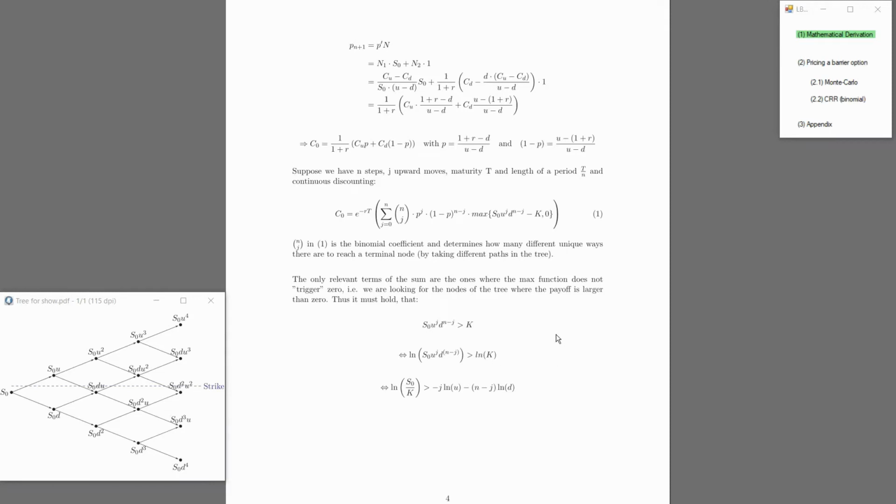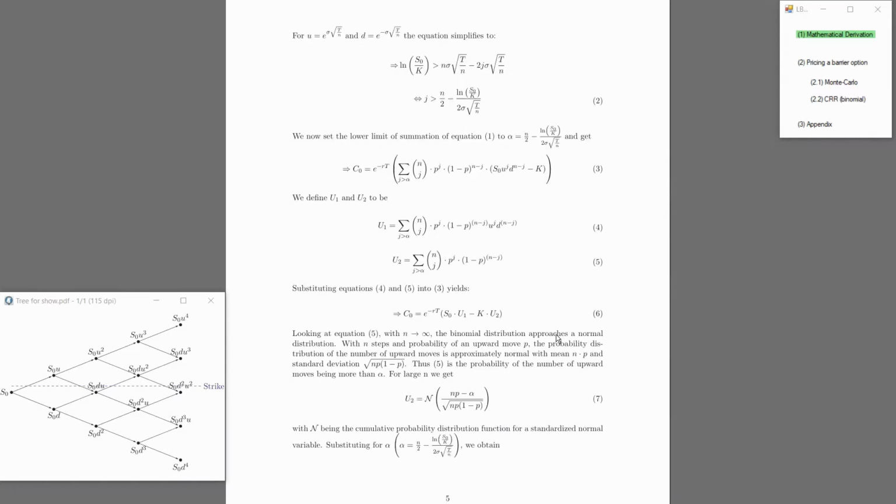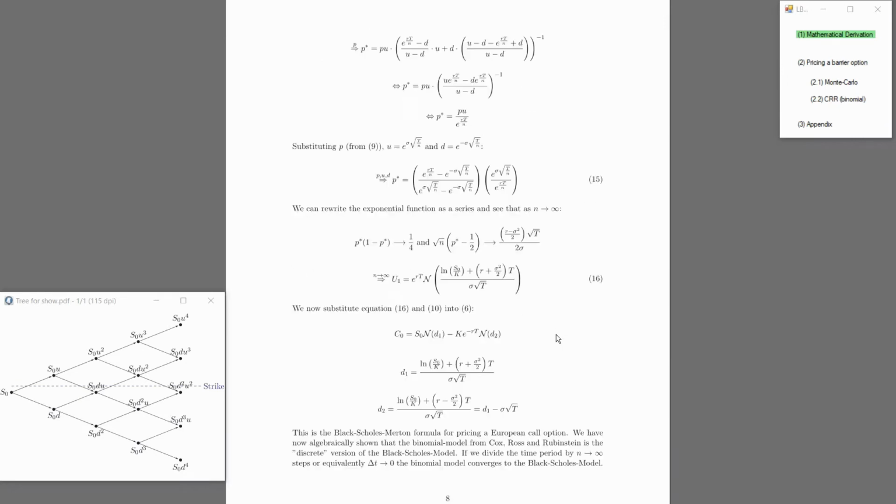So now we can apply a little bit of algebra, show two convergences and so on, and do like 3 pages of algebra, and then we can get that for the number of steps going against infinity, we can see that the discrete Cox-Ross-Rubinstein model converges against the Black-Scholes model, and we actually get exactly to the Black-Scholes model.